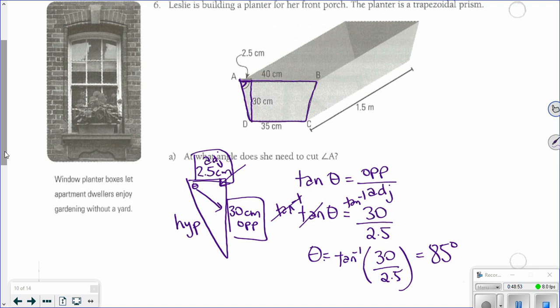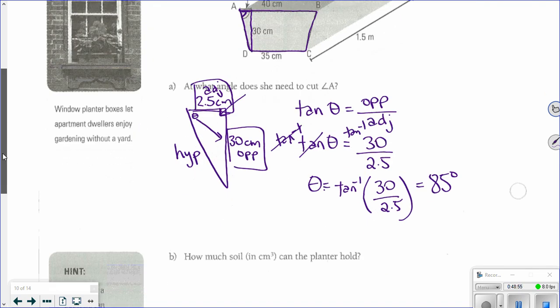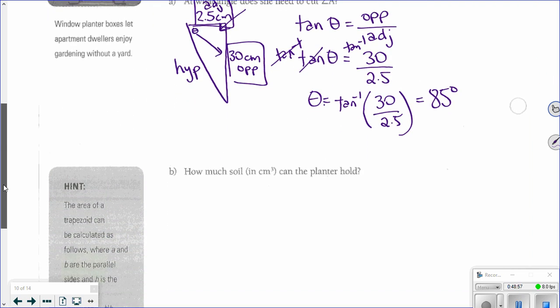That's it. That's all that question wants. We're not going to do part B. Part B is about volume. And volume is not part of your curriculum. It's not something that is meant to be taught in this course, so we can ignore it. Don't do volume.